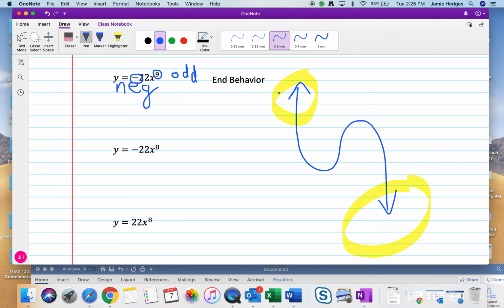But I know if I'm starting up, I have to be going down because negative means I need to be going farther down. I know there's a hump here. That's not really that important. It's that I'm going to start up and then end down. So the answer we're looking for for this one, we would say left is up and right is down. And that's all we need.